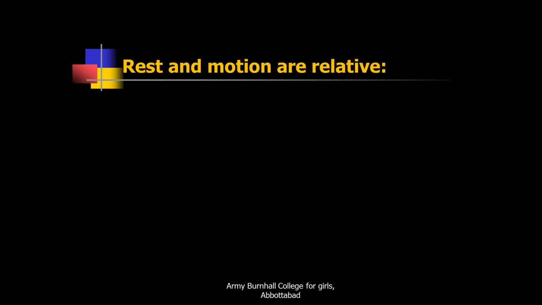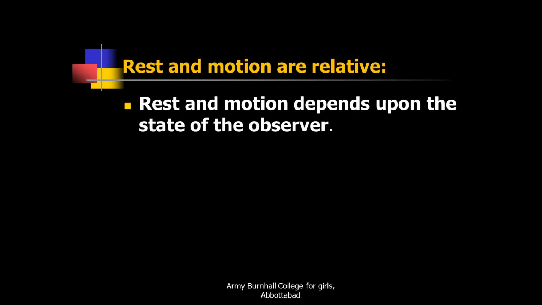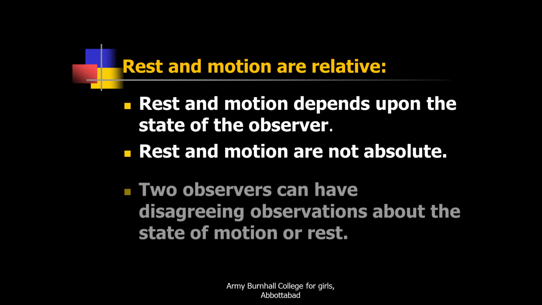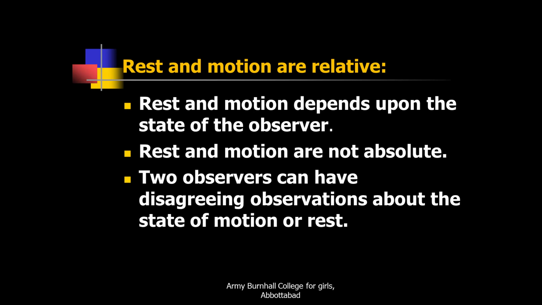Okay, so rest and motion are relative. Rest and motion depend upon the state of the observer. These two conditions, rest and motion, basically depend upon the state of the observer. Rest and motion are not absolute. We cannot explain these two terms separately. They are interdependent. Two observers can have disagreeing observations about the state of motion or rest.